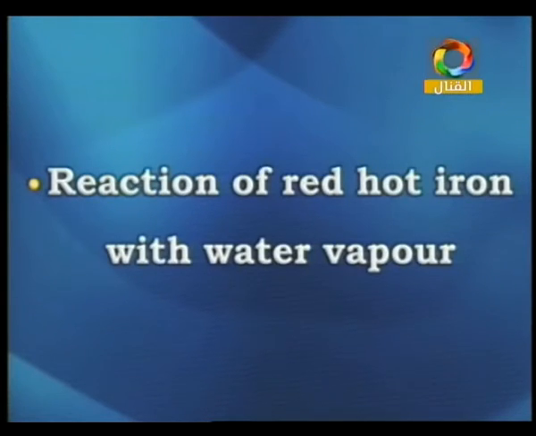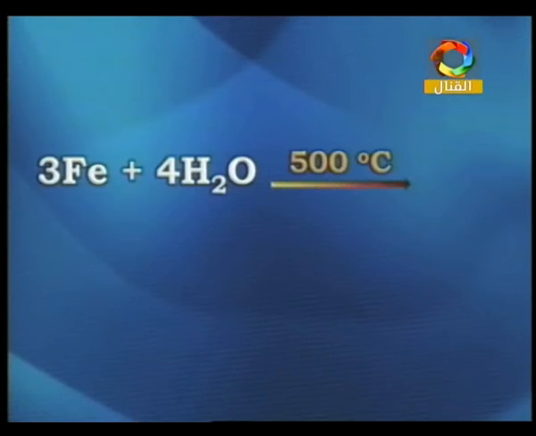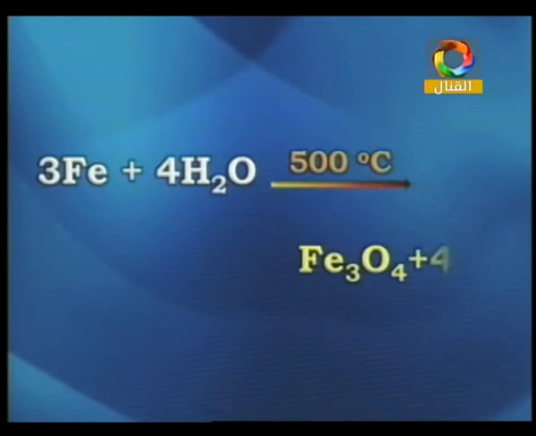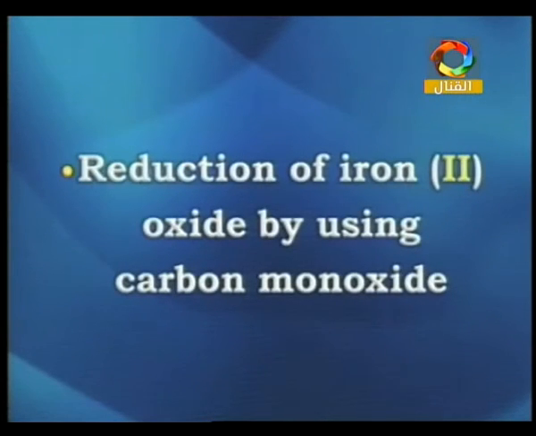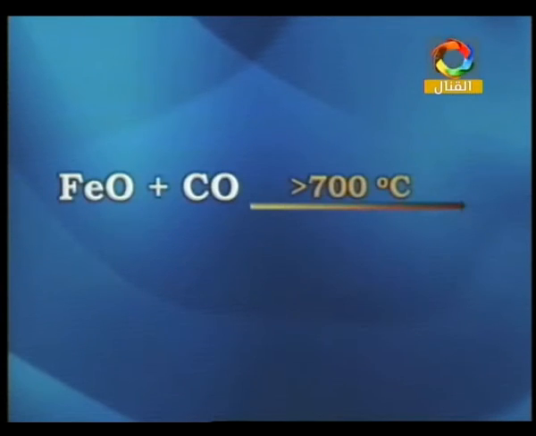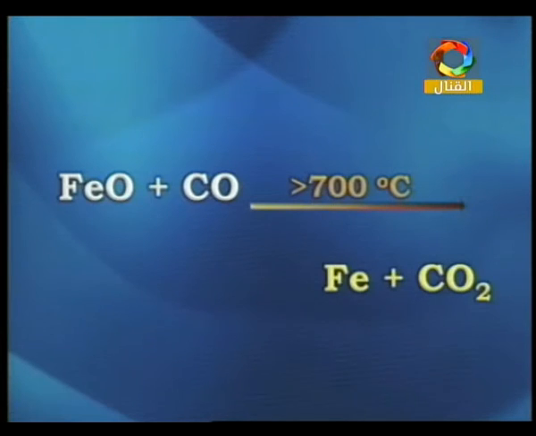Reaction of red hot iron with water vapor. As shown on the screen, iron reacts with water vapor at 500 degrees Celsius. It gives magnetic iron oxide and hydrogen gas is produced. Reduction of iron oxide by using carbon monoxide. Here, iron oxide plus CO above 700 degrees gives iron plus CO2.